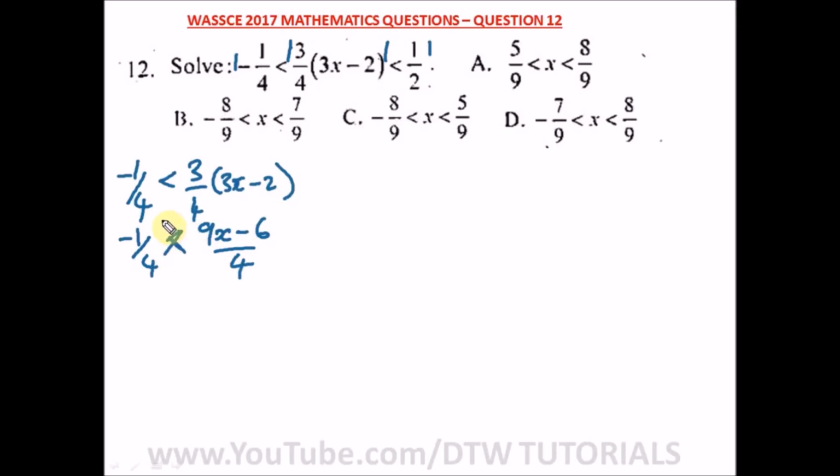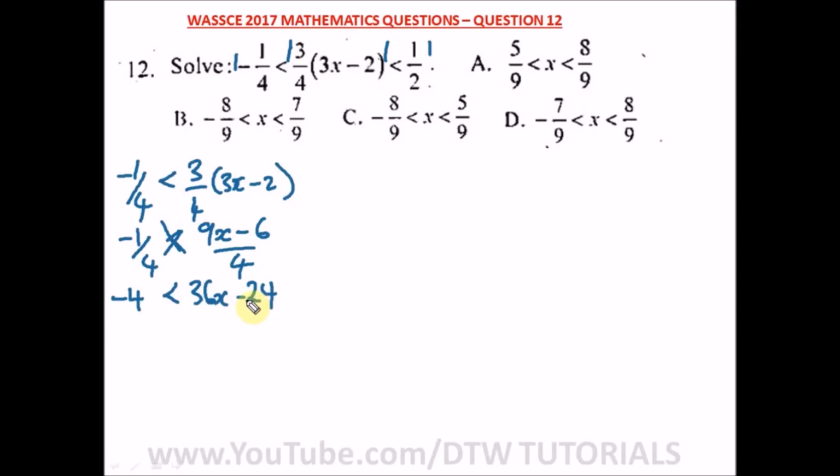So here what do we do? Let's cross multiply. We have 4 will come here and 4 will multiply everything here. So we have 4 times minus 1 is what? Minus 4, which is less than 4 times, let's just multiply everything now. 4 times 9x, we have 36x. And 4 times minus 6, we have minus 24.